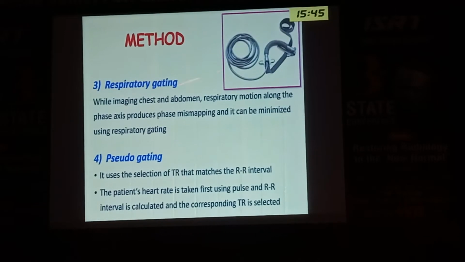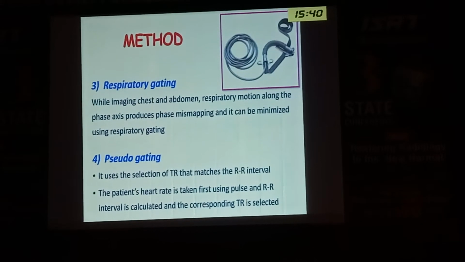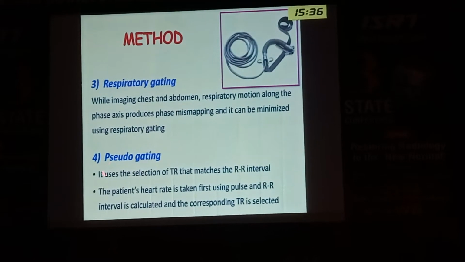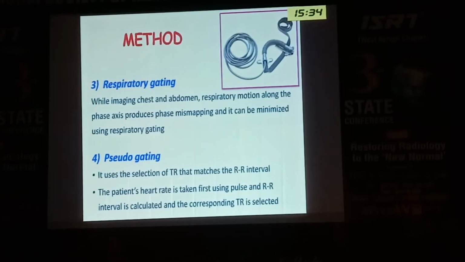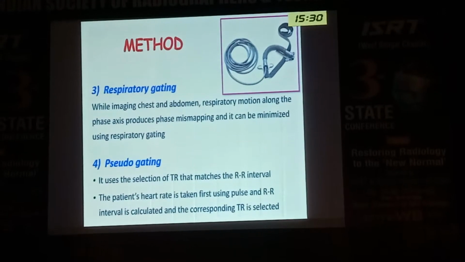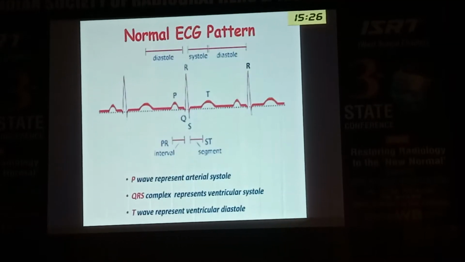Then I am going to have respiratory gating. You know that when you do respiration, inspiration and expiration happen, isn't it? So that is the third type. And the fourth one is pseudo gating. Pseudo gating means it is not a real gating, which I will explain in detail. Okay, let us go to the first one, ECG gating.